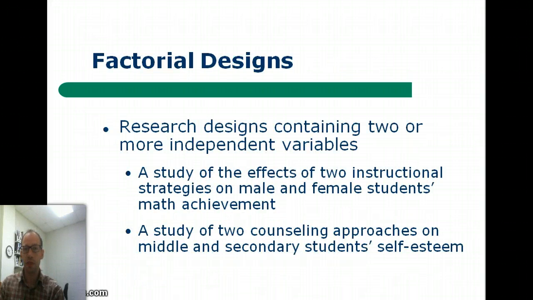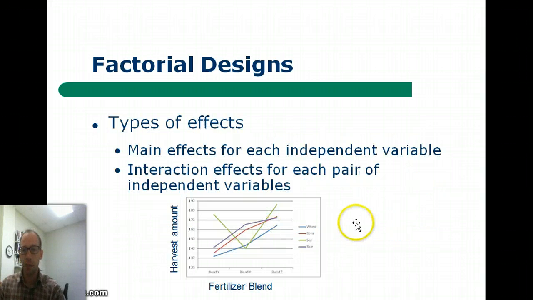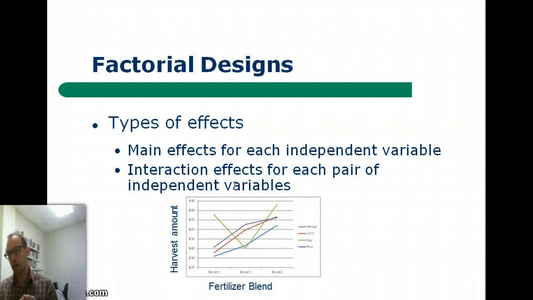Final thing I want to look at is factorial designs when you have more than one independent variable. And there's two types of effects that you would have here. The main effect is the independent variable itself effective across the board for all different types of groups? Or you'd have interaction effects where, okay, maybe this independent variable is good for guys but not for girls, or maybe it's good for elementary students but not for middle school and high school students.